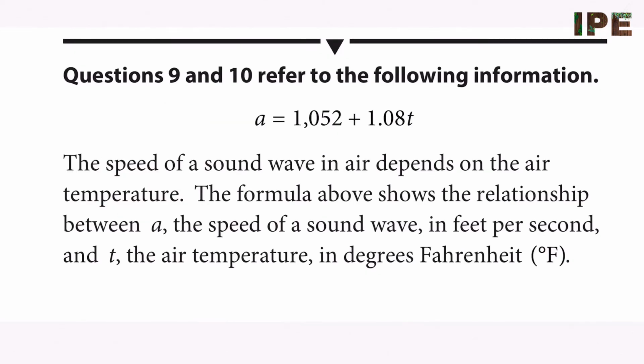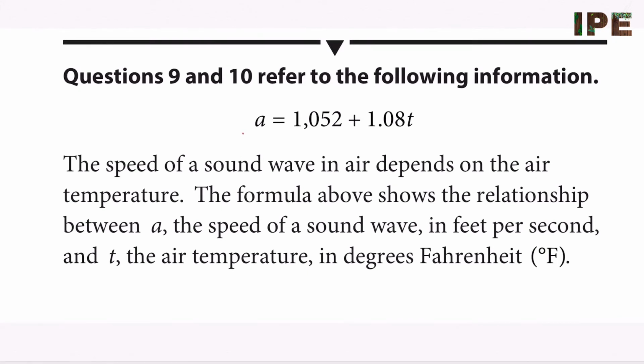Questions 9 and 10 refer to the following information. Which information is given? A equals 1052 plus 1.08t. The speed of a sound wave in air depends on the air temperature. The formula above shows the relationship between A, the speed of a sound wave, so A is speed, and T is temperature. So it is mx plus b form. This is the rate, this is the initial.